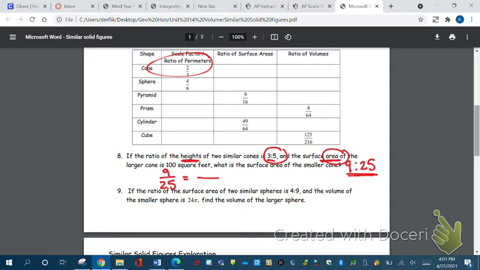So what did they give me? They said the surface area of the larger cone is 100 square feet. So we put it here, and that means this is the question. Now you can either cross multiply and divide, 100 divided by 9 and divide by 25, or sometimes it's easier to just do it in your head. 25 times 4 would be 100, so 9 times 4 is my answer. 36, and this was area, so it's feet squared. So you find the ratio of the thing that the question asks about and use that to make a proportion. Okay, let's do one more, number 9.